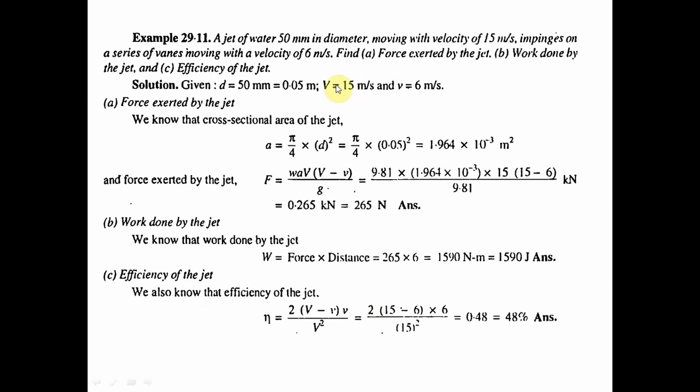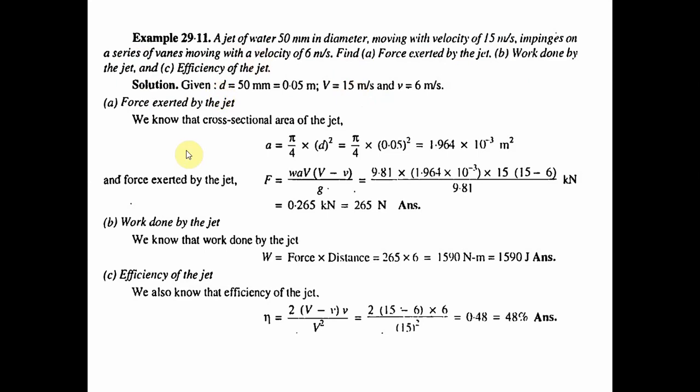So, next one. A jet of water 50 mm in diameter, moving with a velocity of 15 meters per second, impinges on a series of vanes moving with velocity of 6 meters per second. Find the force exerted by the jet, and second, the work done by the jet and efficiency of the jet. So given D is equal to 50 mm, that is equal to 0.05 meters, V equal to 15 meters per second, and small v equal to 6 meters per second.